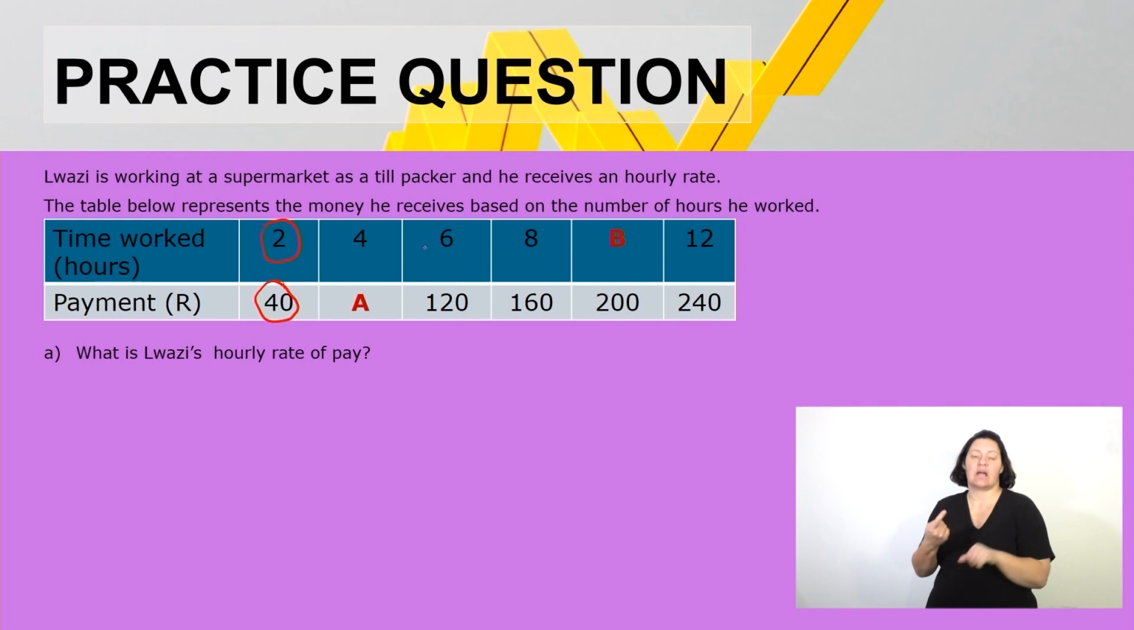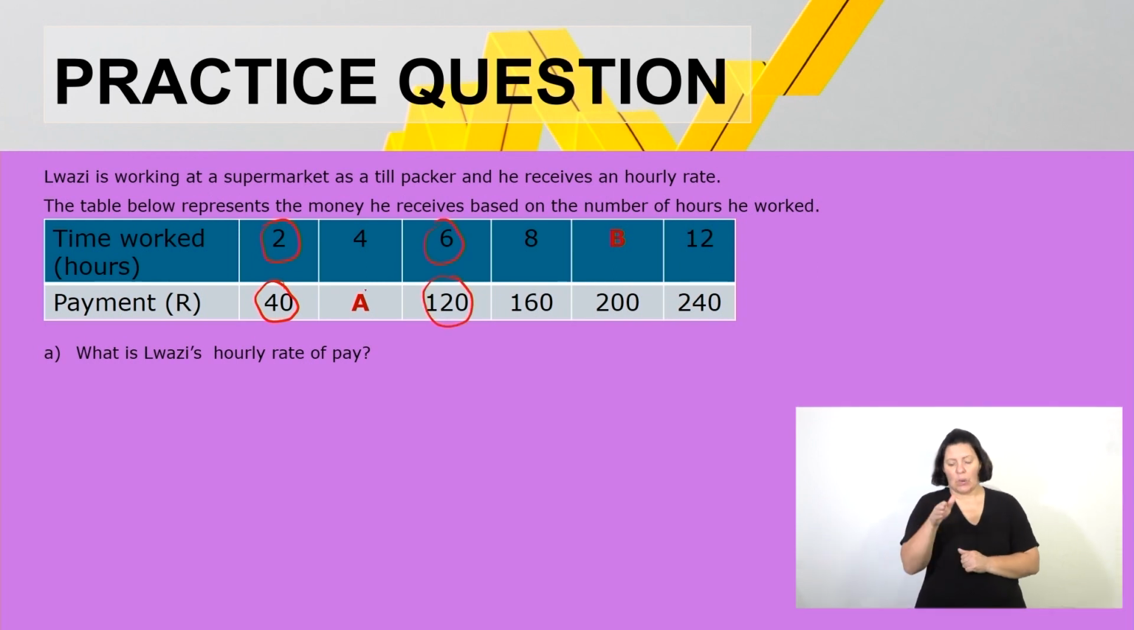If he worked 6 hours, he will be paid 120. And then there are missing values over there. What is Lwazi's hourly rate of pay? Then we're going to say his hourly rate. We know that he is paid 40 rands, sorry. I'm going to erase this one.